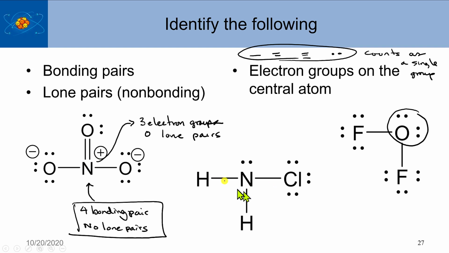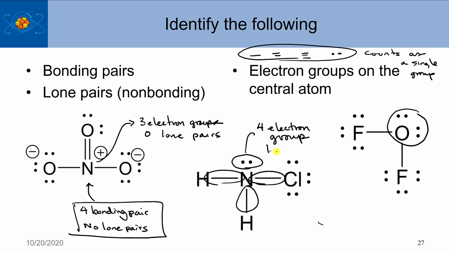And here what we have is 1, 2, 3, 4 electron groups. So the lone pair will count. This bond counts, this bond counts, and that bond counts. So what we have is 4 electron groups. And 1 lone pair.